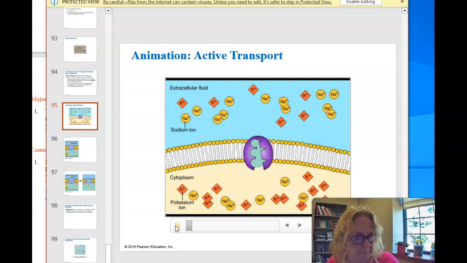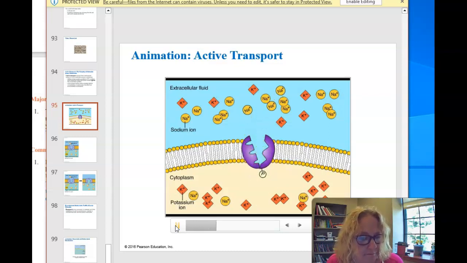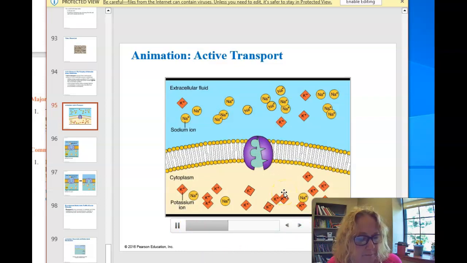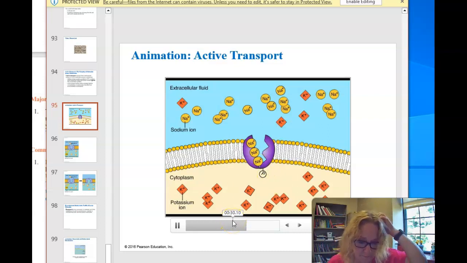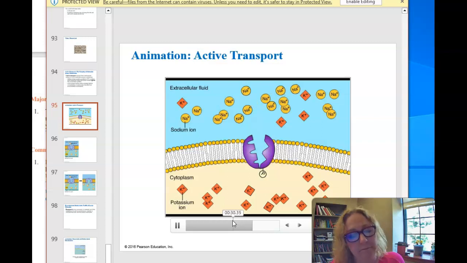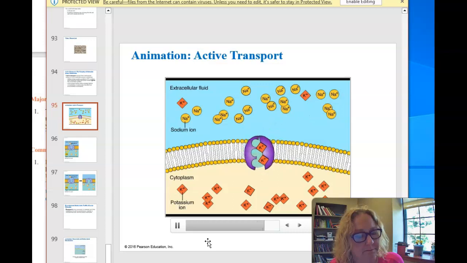Sometimes a cell needs to move a solute against its concentration gradient. This process is called active transport, and it requires input of energy from ATP. For instance, most animal cells need to expel sodium ions, Na+, and take in potassium ions, K+, both against their concentration gradients. Here is how the sodium-potassium pump works. Sodium ions bind to a transport protein. ATP transfers a phosphate group to the protein, causing the protein to change shape and push the sodium ions across the membrane, where they are released outside the cell. Potassium ions now bind to the transport protein, and the phosphate group is released. This causes the protein to return to its original shape, releasing the potassium ions inside the cell. The transport protein is now ready to repeat the process.